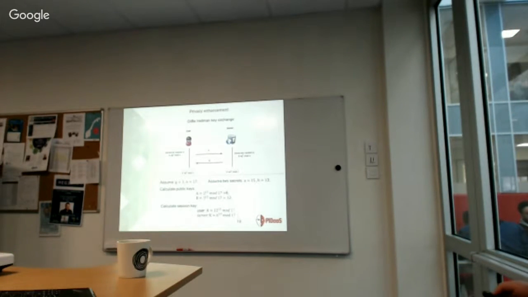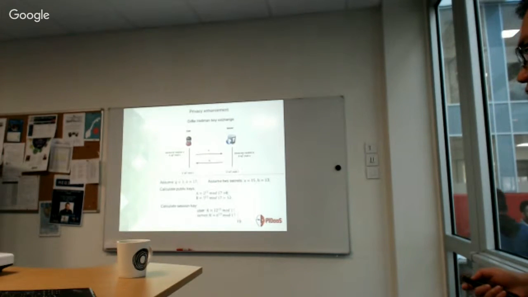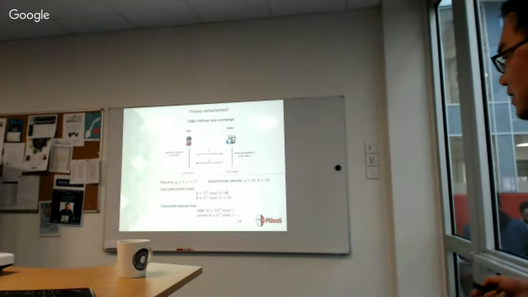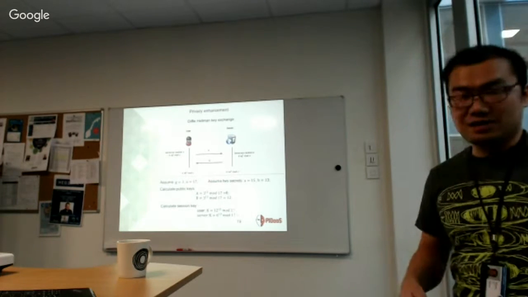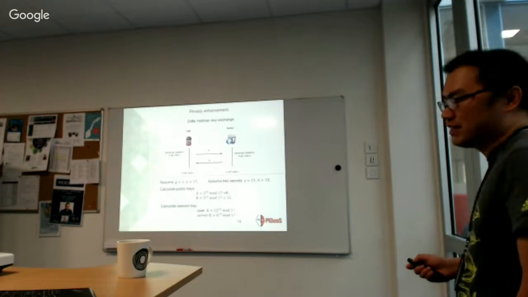After that, they can calculate a session key. You can see they calculate the same value by using the public generator and the public prime modulus. So this value, 10, will be used as a secret key, a private key, to secure the channel.